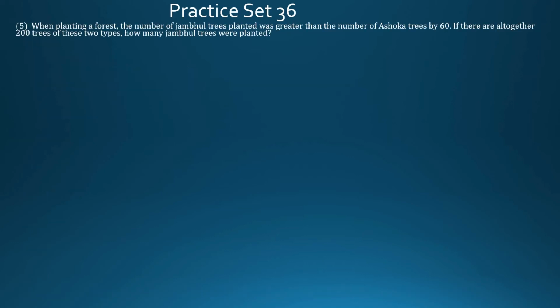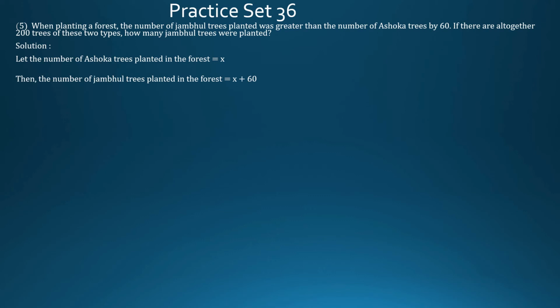Fifth question. When planting a forest, the number of jambul trees planted was greater than the number of ashoka trees by 60. If there are altogether 200 trees of these two types, how many jambul trees were planted? Solution. Let the number of Ashoka trees planted in the forest be x. Then the number of jambul trees planted in the forest is equal to x plus 60.